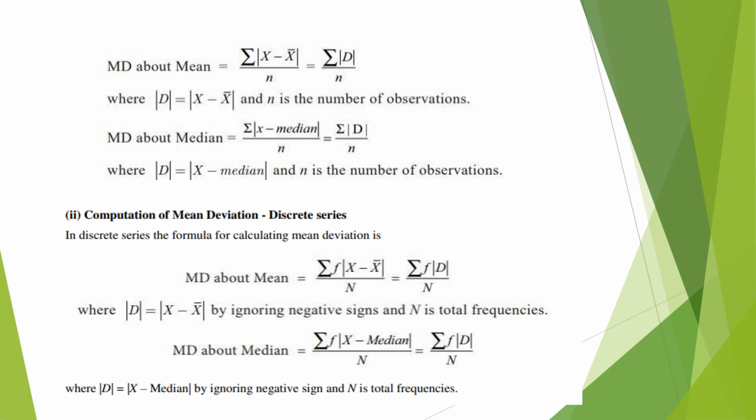So, this is the major difference between individual and discrete series: in the denominator, in individual series there is the number of observations, and in discrete series there is the sum of frequency, and in the numerator we multiply by frequency.